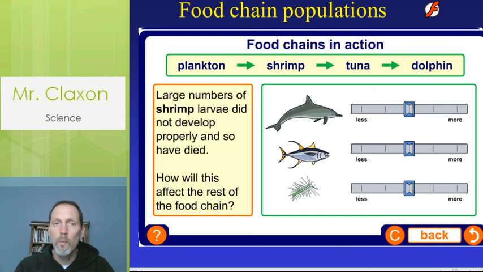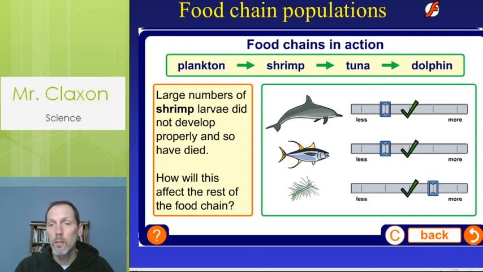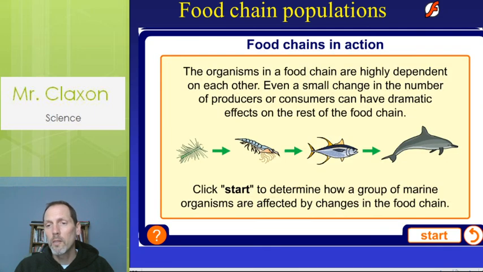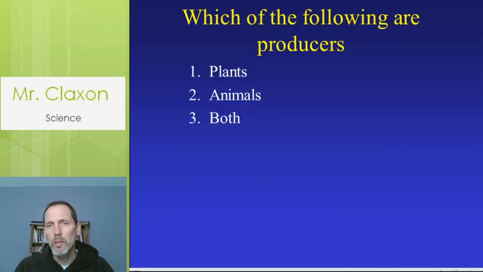All right, one more scenario. A large number of shrimp larvae did not develop properly, and so they have died. So shrimp have died. That should mean the plankton have a better chance of surviving without shrimp. But the tuna population is hurt because there's not enough food for them. And if there's less tuna, there's also going to be less dolphin. So those are some of the impacts that are made in food chains and food webs, and hopefully you see how that works. Those are some good examples for that.